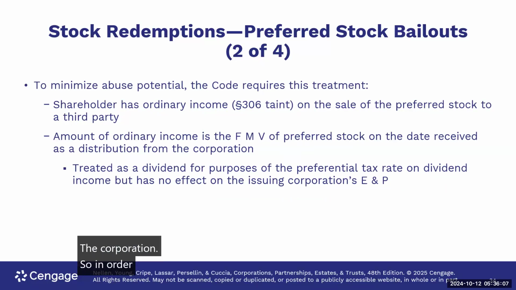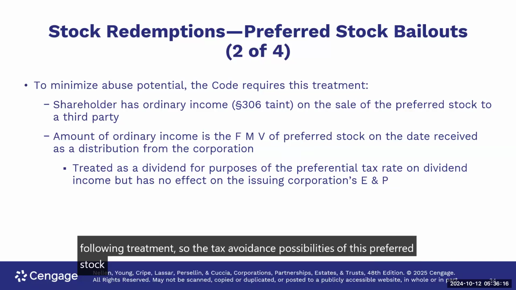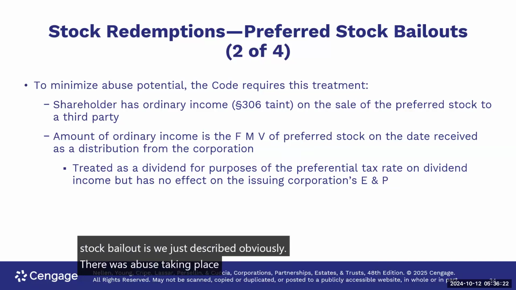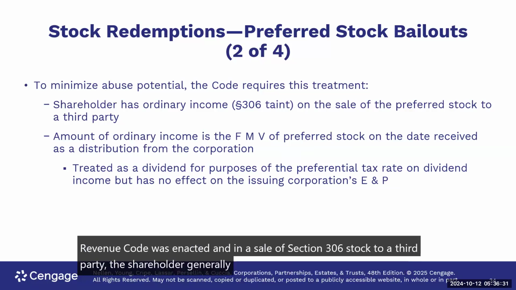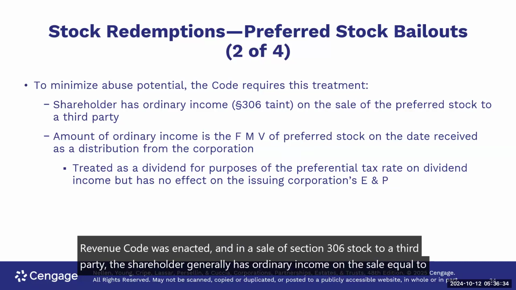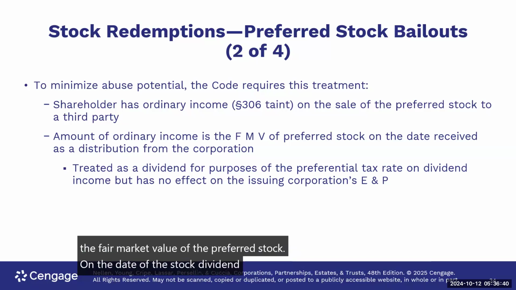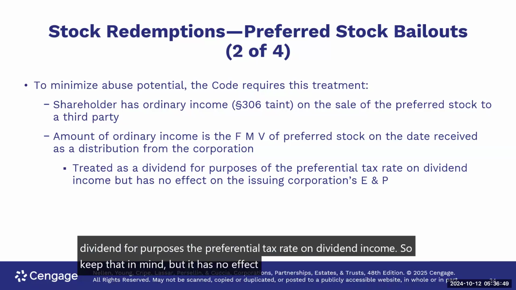In order to minimize the abuse potential, the code requires the following treatment. Given the tax avoidance possibilities of this preferred stock bailout, as we just described, there was obviously abuse taking place. Therefore, Section 306 of the Internal Revenue Code was enacted. In a sale of Section 306 stock to a third party, the shareholder generally has ordinary income on the sale equal to the fair market value of the preferred stock on the date of the stock dividend. The ordinary income is treated as a dividend for purposes of the preferential tax rate on dividend income. Keep that in mind, but it has no effect on the issuing corporation's earnings and profit.